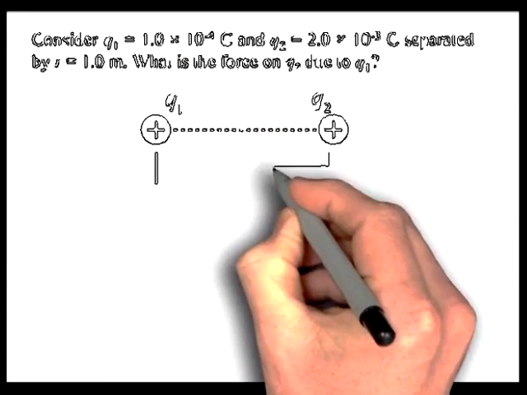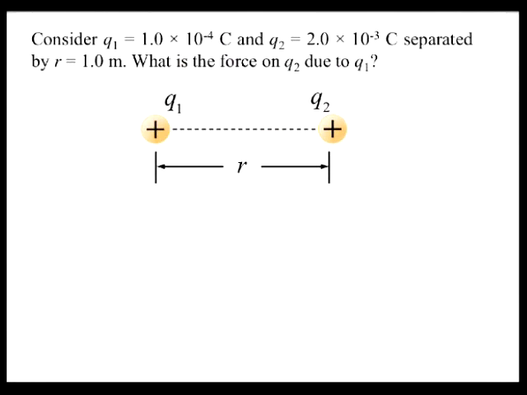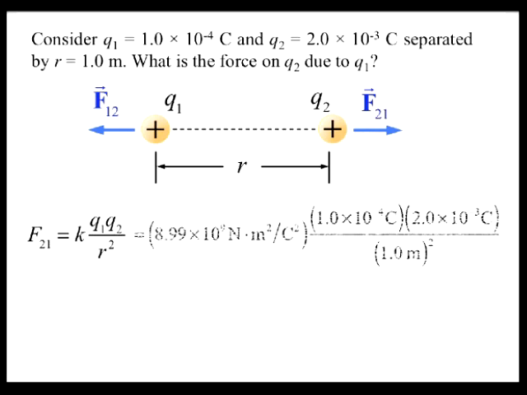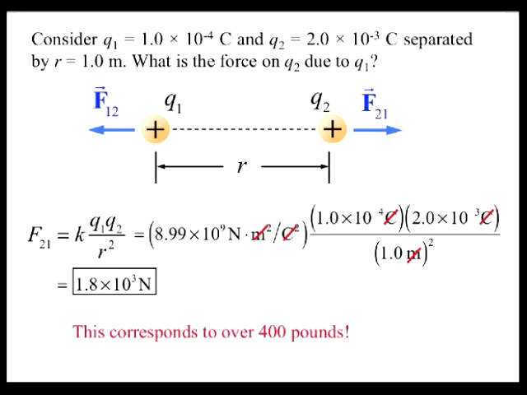Consider two charges with the given values, separated by 1 meter. What is the force on Q2 due to Q1? This is a straightforward application of Coulomb's law. We find F21 equals K times Q1 Q2 divided by r squared, which equals 8.99 times 10 to the 9 newtons times meter squared divided by Coulomb squared times 1 times 10 to the negative 4 coulombs times 2.0 times 10 to the minus 3 coulombs divided by 1.0 meters squared. Canceling the units coulombs and meters, we have F21 equals 1.8 times 10 to the third newtons. This corresponds to a force of over 400 pounds.